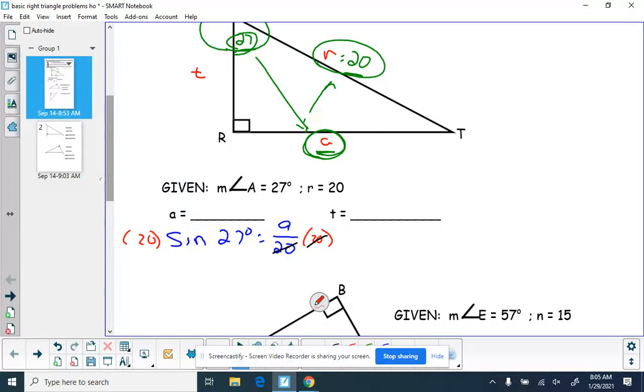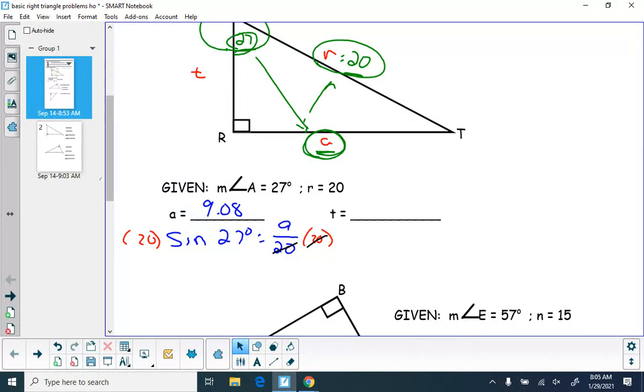So in my calculator, I can type in 20 sine of 27. I don't even have to put times in there. It will do it for you. If you just type 20 sine of 27 and hit enter, it will get you your answer. Lucas, what do you come up with? 9.08. Good with that?